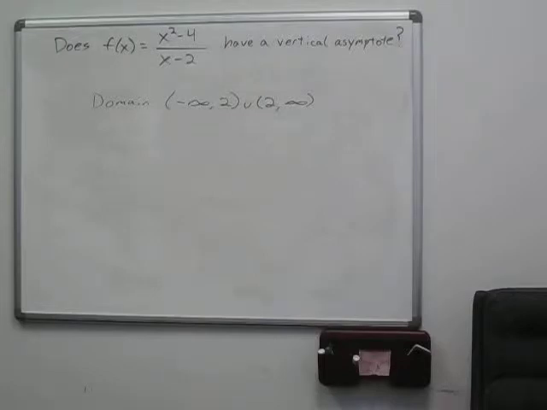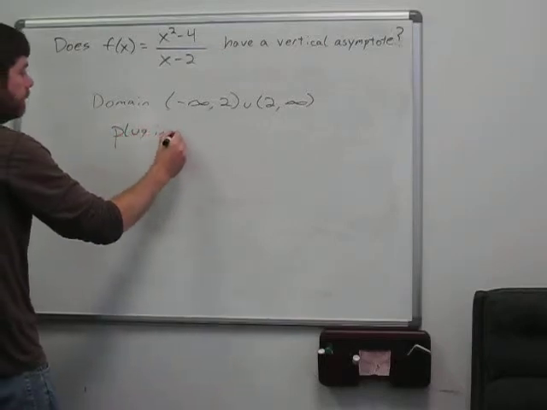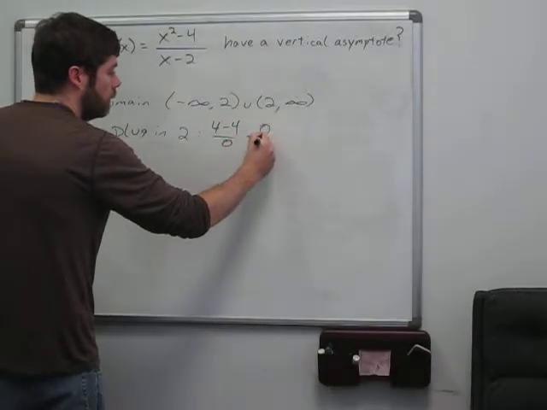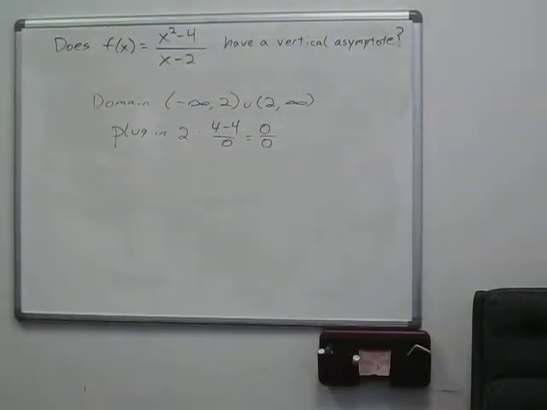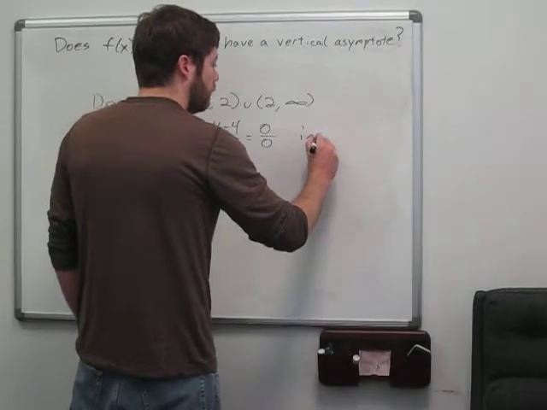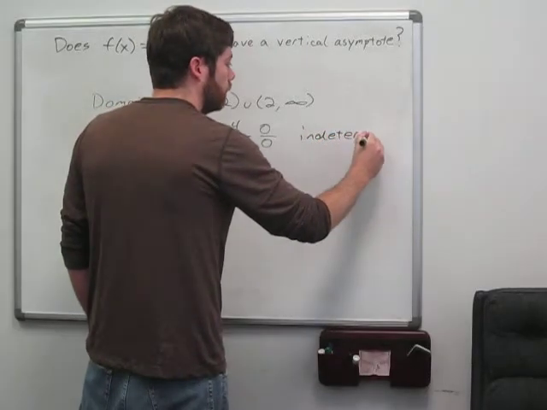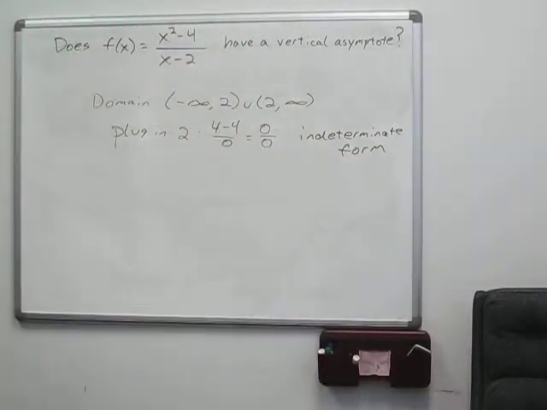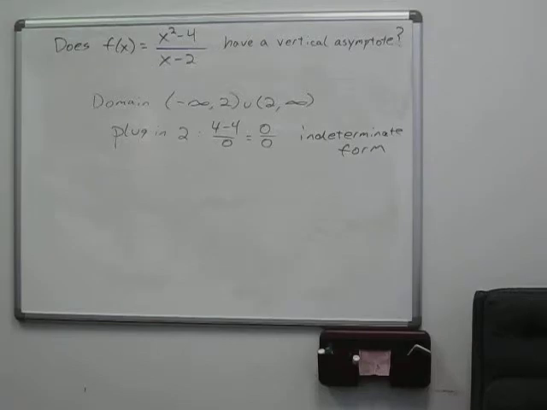And the test for vertical asymptotes told us to plug 2 into our function and see if we get the undefined form. So plug in 2, we get 4 minus 4 over 0, which is 0 over 0. Notice this is not an undefined form. This is something we call the indeterminate form. And this is a drastically different situation than a non-zero number over 0.